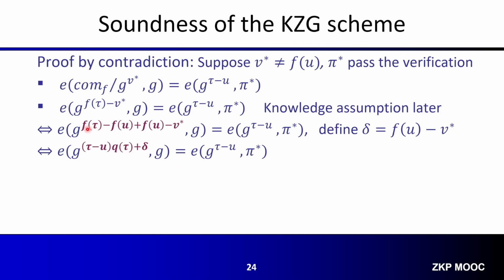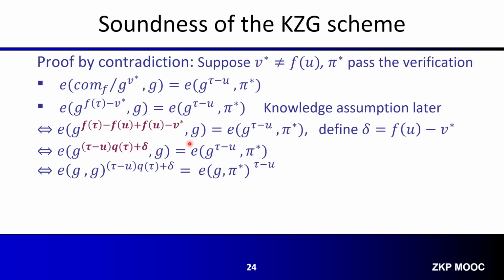So now we have the correct evaluation f(τ) minus f(u) in the exponent. This can be decomposed as (τ minus u) times q(τ) for the correct q in the exponent, again by the polynomial equation I introduced earlier in the lecture.